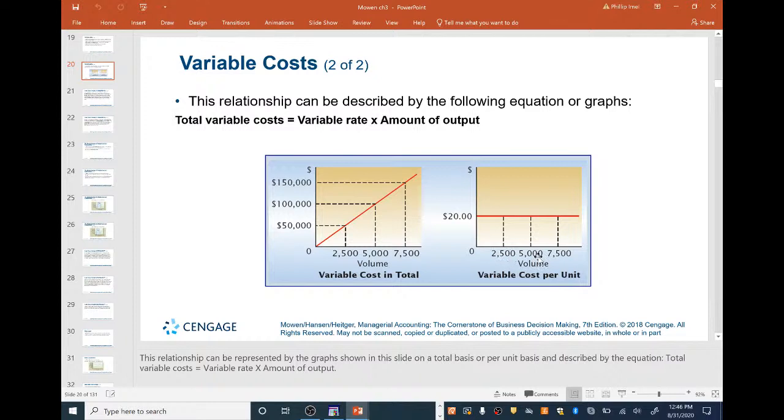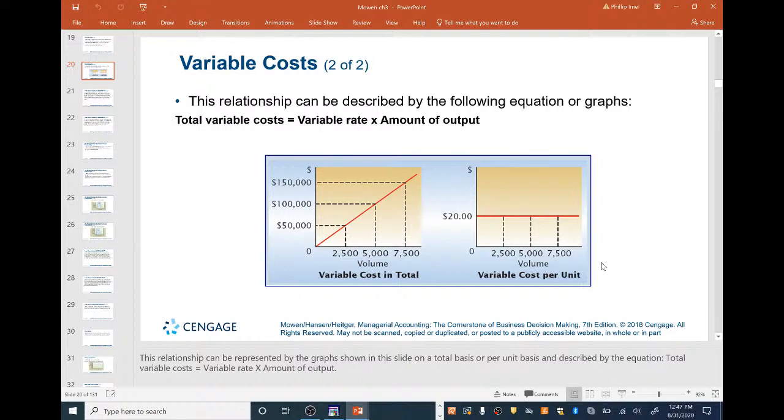It's just showing no matter how much you increase the volume of production right here, the variable cost per unit is unchanged. It's constant, right? So that's why it's just going to be a horizontal line right here, because it just holds true. It's a constant variable cost per unit as the volume increases, okay?